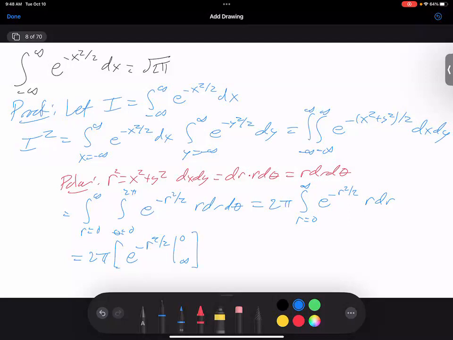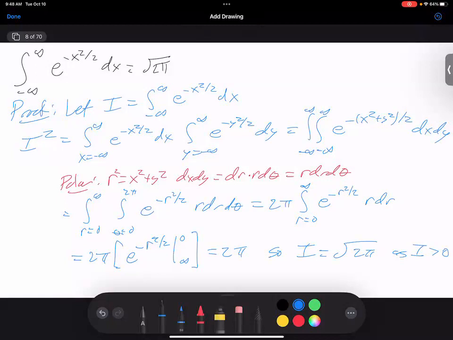Well, when we put in e to the negative infinity, that's just going to be 0. When we put in 0, we get 1. So we just get 2 pi. So I is equal to the square root of 2 pi, as I is clearly greater than 0. And that's one way to get the normalization constant for the Gaussian.